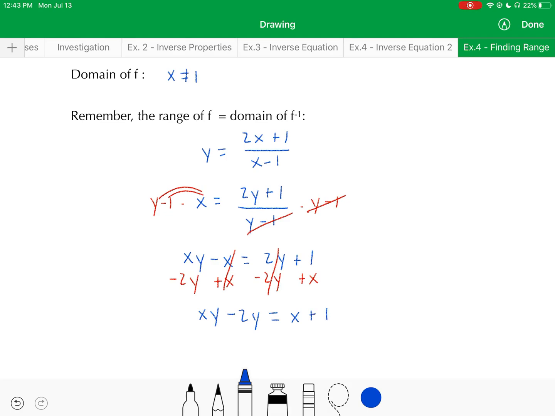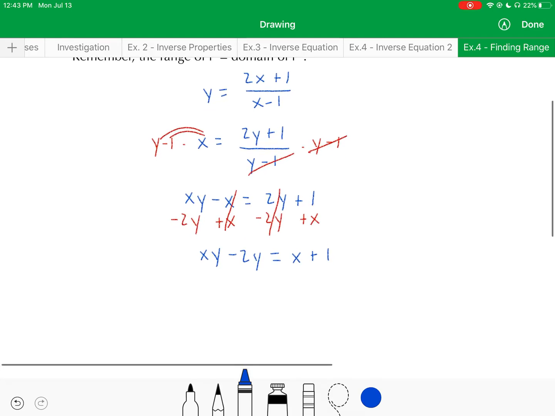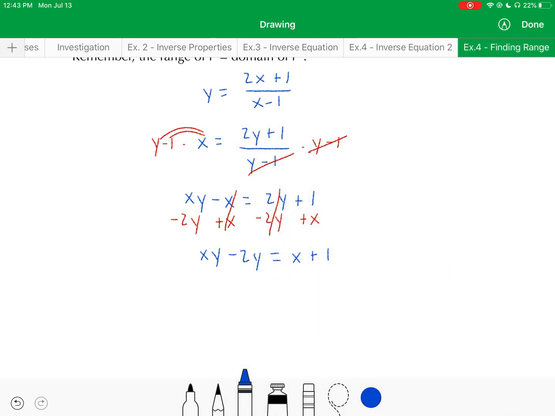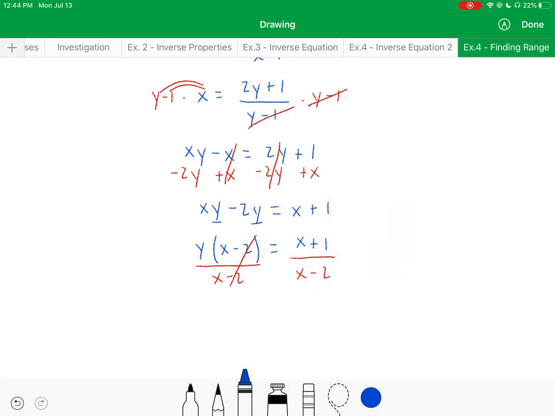And then xy subtracted by 2y, those aren't like terms that can really be combined. So what I'm going to do is I'm going to factor the y from both of them like a GCF. Okay, they both have this y in common that I can pull out. And that's very helpful because now I only have a single y rather than two y's in the equation, and I can isolate y by dividing both sides by x minus 2. So I end up with this as my inverse.